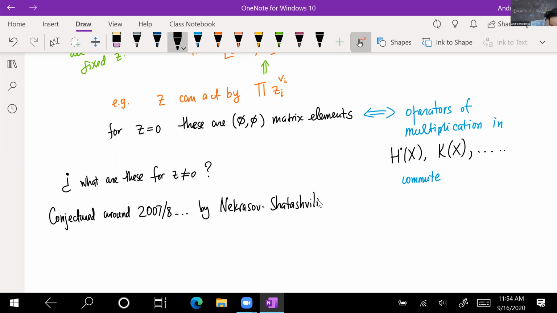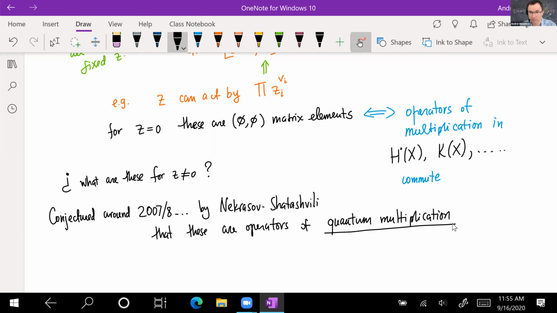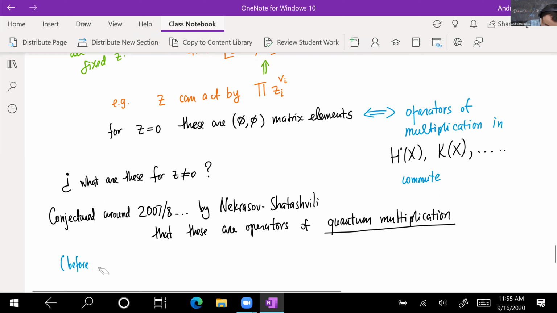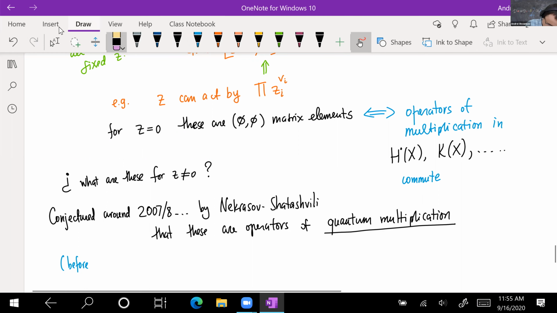That these are operators of quantum multiplication. Quantum multiplication is some product which I'll maybe discuss in a second. That's a deformation of cup product, and it includes the counts of rational curves in your variety. And what they really computed was before this, before quantum groups, before our matrices. Like I said, this is the way it was, slightly backwards.